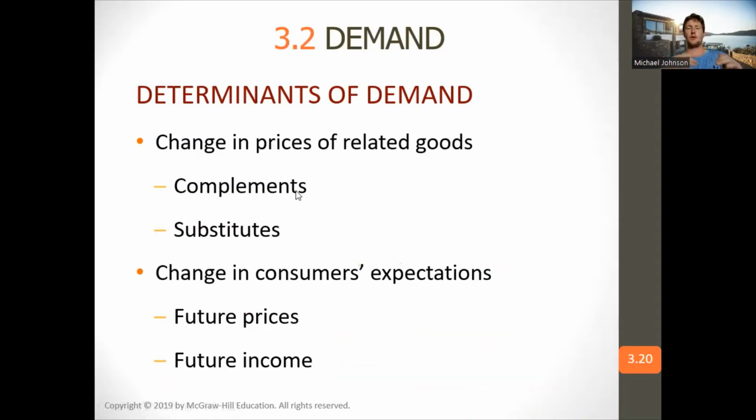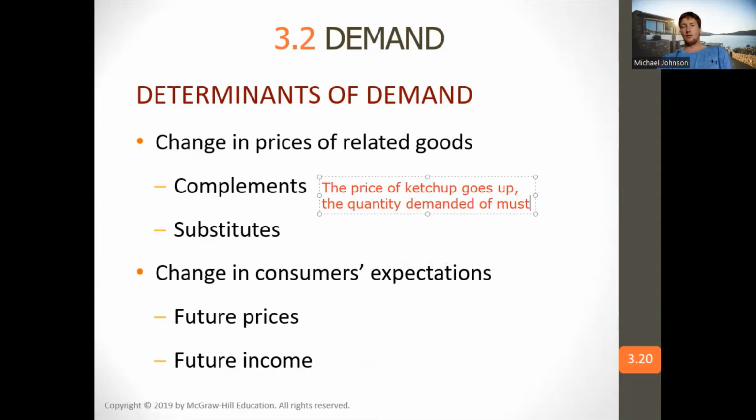Now, complements and substitutes. If the price of ketchup goes up, the quantity demanded of mustard will go down, because it's more expensive to buy ketchup, and people usually buy ketchup and mustard together. So it makes sense: people will buy less ketchup and then they'll buy less mustard because they usually buy them together.